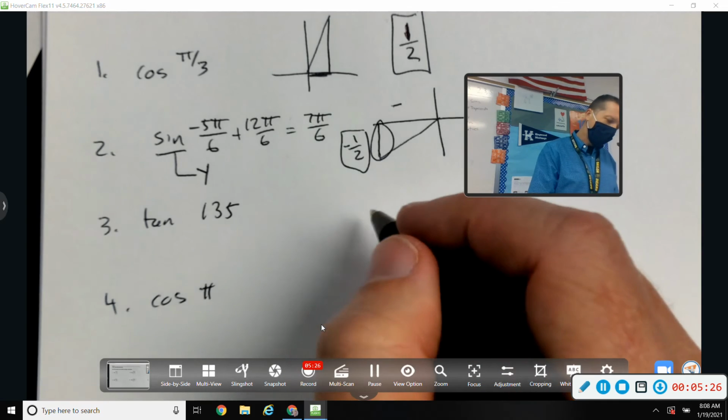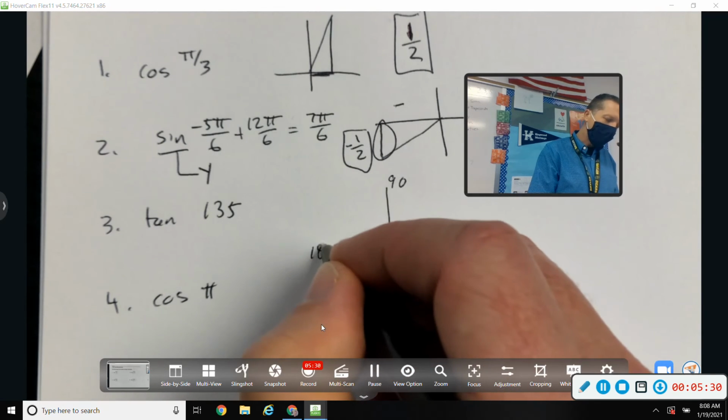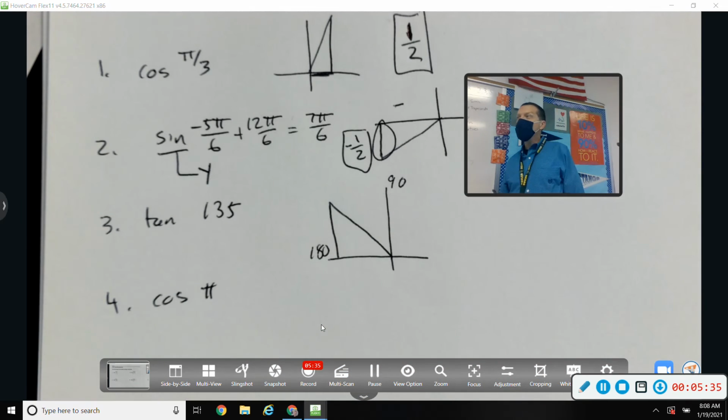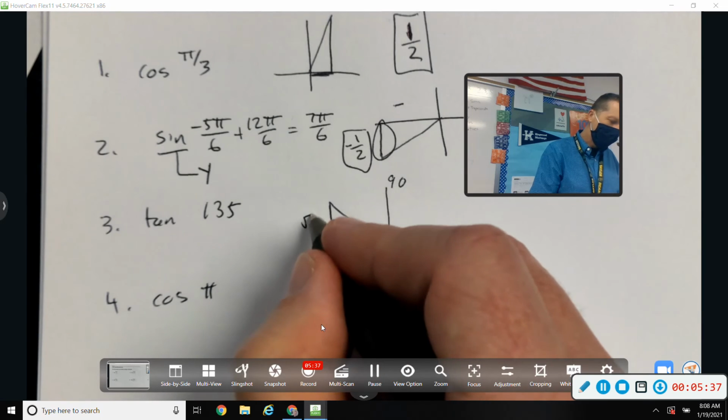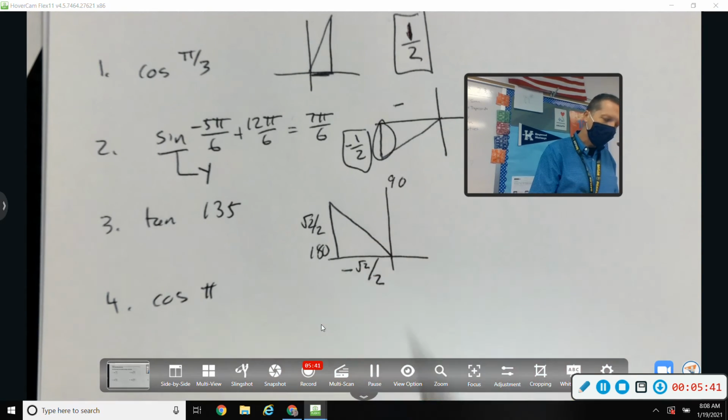Tangent of 135. So 135 is bigger than 90, less than 180. In fact, it's right in the middle. So that means both of those sides are the same. Root 2 over 2, root 2 over 2. Although the x one is backwards, it's negative.